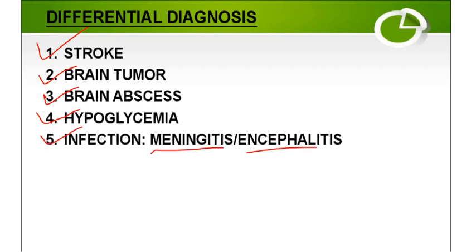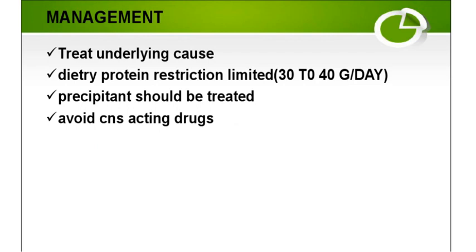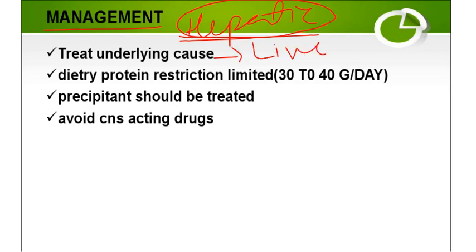Okay, how will you manage this disease? Since it is hepatic encephalopathy, the cause is actually the failure of the liver. Whatever you do, until you fix the liver, there will be no permanent cure. So the best treatment is liver transplant. It will be the best, treat the cause.